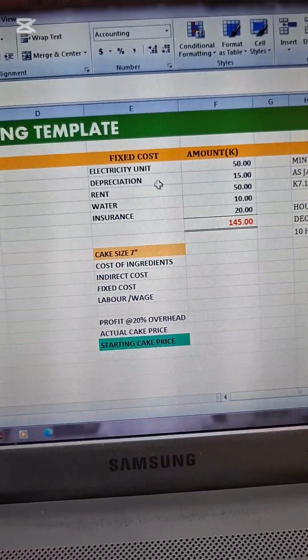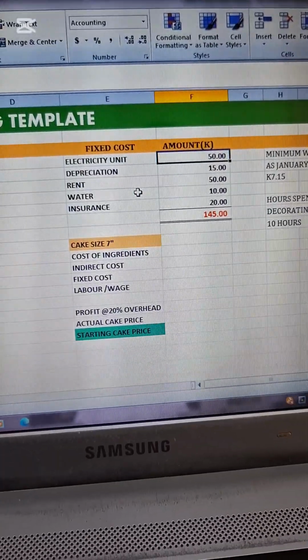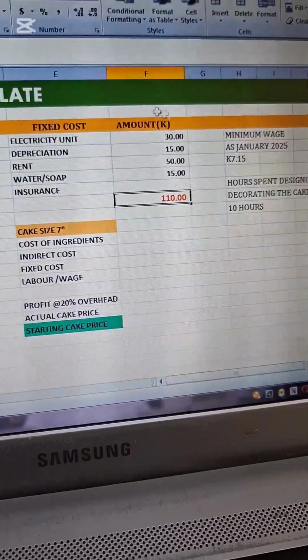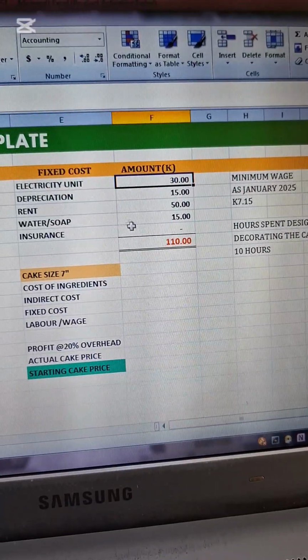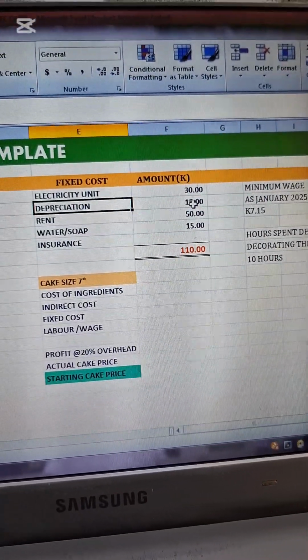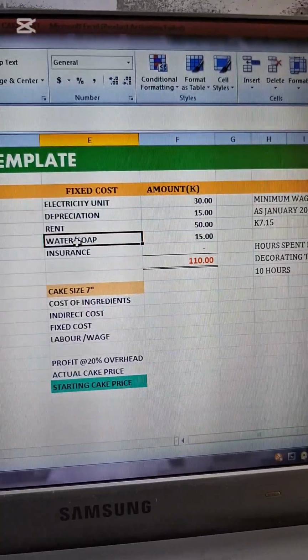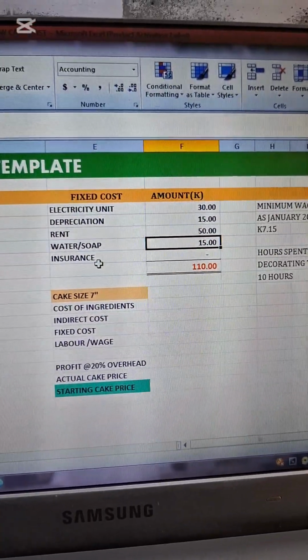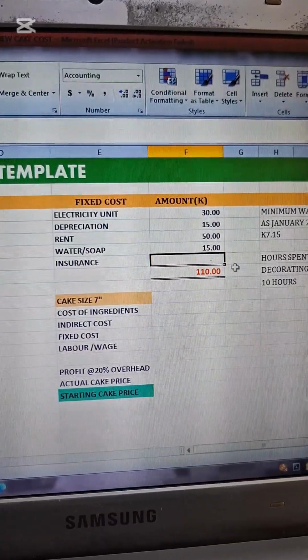So here we also have fixed costs. These are just the expenses that remain the same even if our production levels change. So for example, rent. Whether you're selling or not, you just have to pay rent or else. So this is just one of those costs that will remain unaffected by your sales performance.